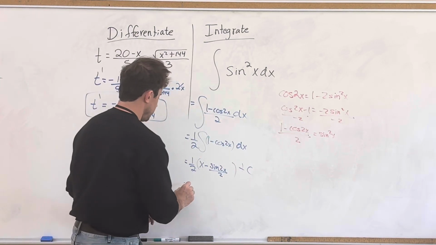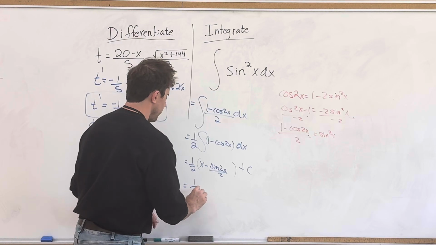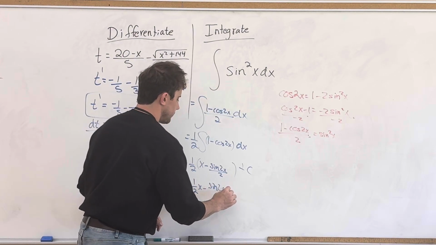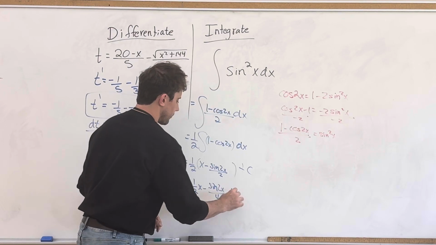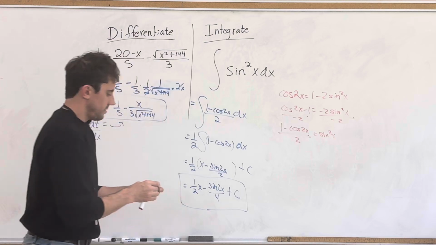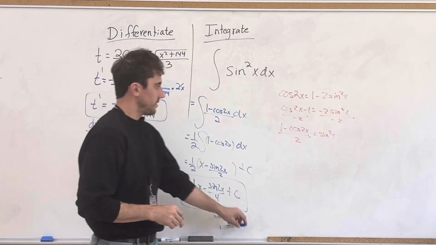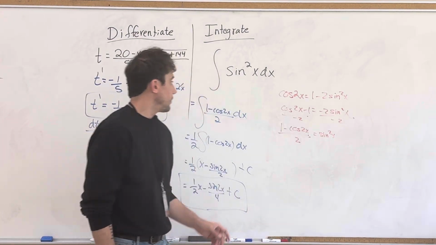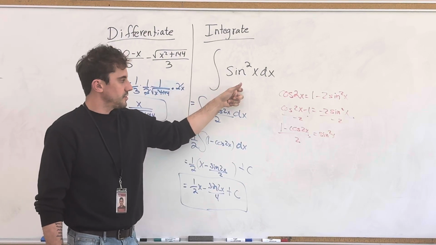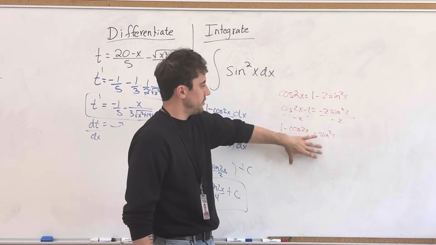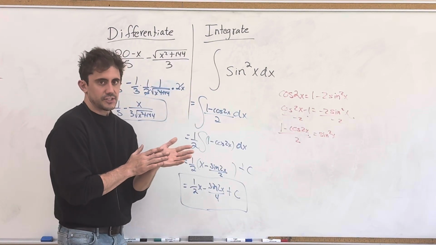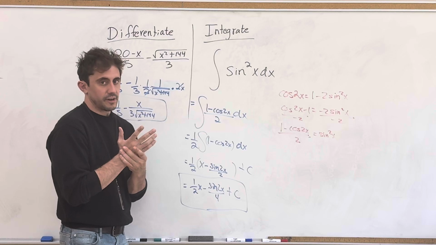And so to simplify that out, we'll have 1/2 times x minus sine of 2x all over 4, plus c. And that is our final answer. So when we start integrating these trig expressions, we oftentimes have to make use of our trig identities to dwindle it down to something that we can actually integrate manually.